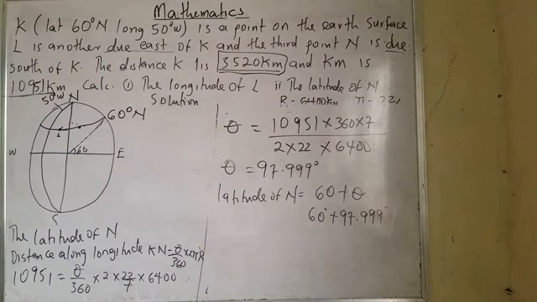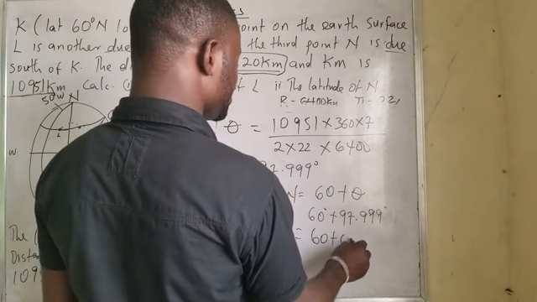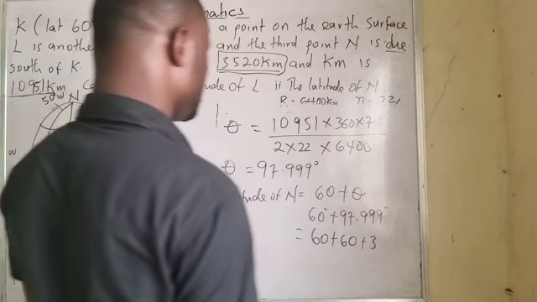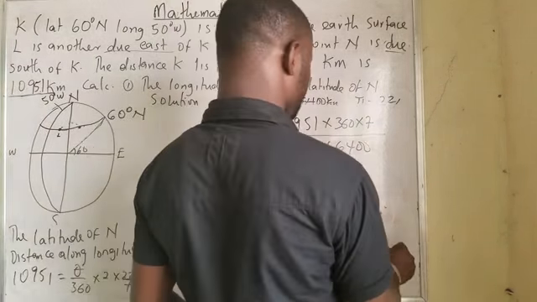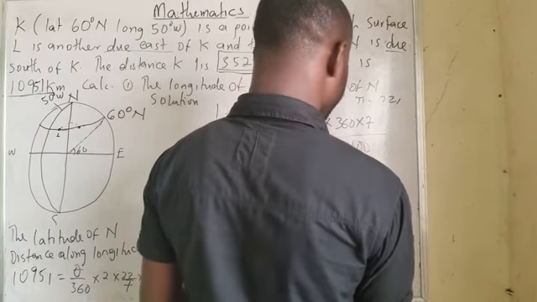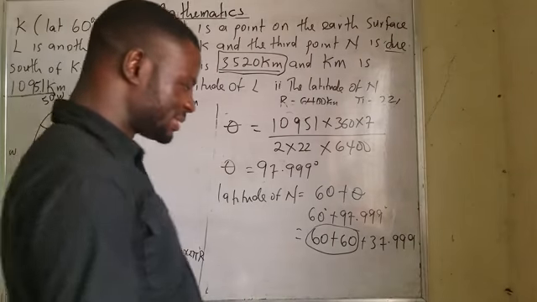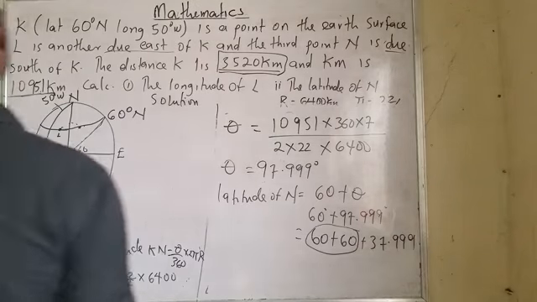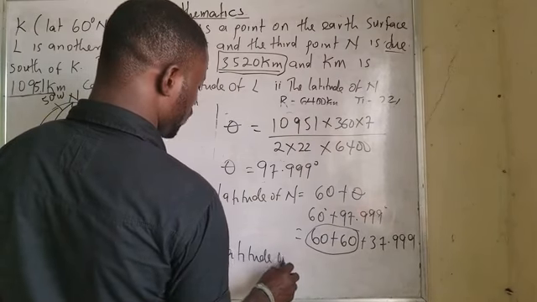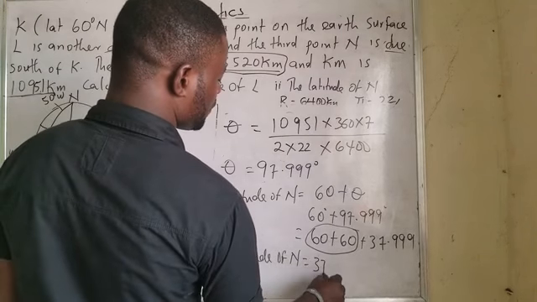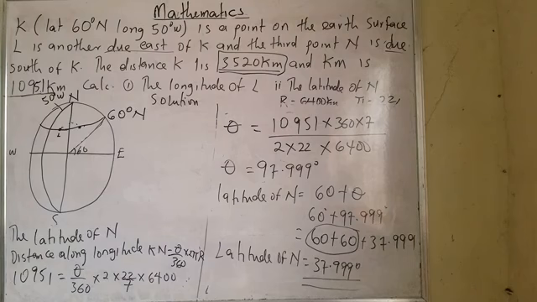Now, at this point, the movement is going to be 60 plus 60 plus 37.999. These are for movement, the same thing, because the movement is on 60. It means the latitude of N will be equal to 0.999 degrees. That is my answer. That is all. Now you can see that it's very simple.